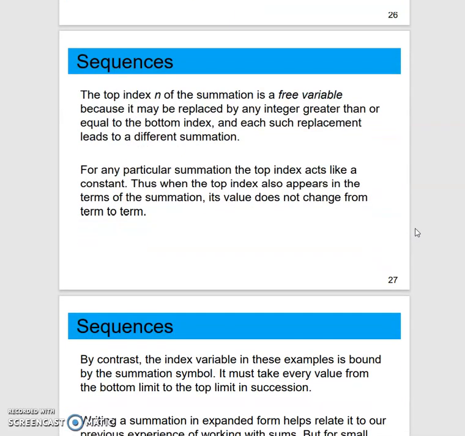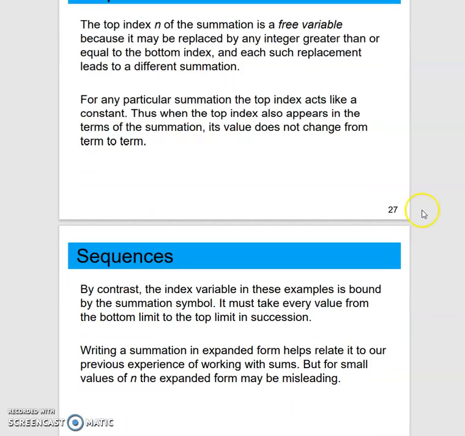So we call that top a free variable. So again, we can have an actual number there. We can also have just a variable, but that lower bound, we are generally going to see an actual number there.